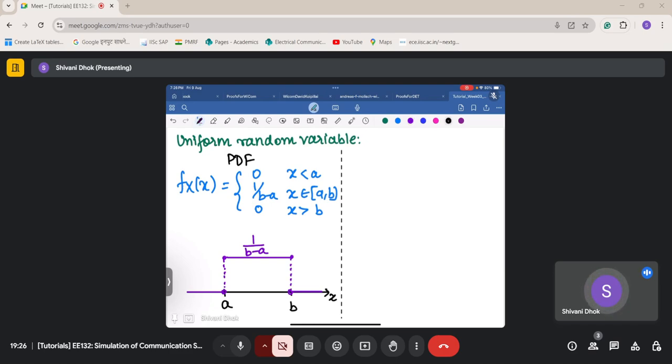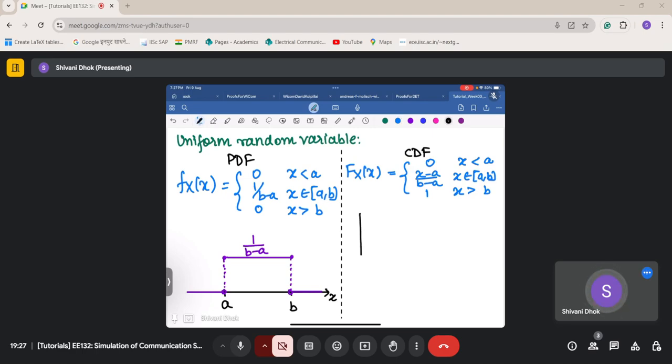Then we have the CDF, capital Fx of x, which is 0 for x less than a. It is equal to x minus a upon b minus a for x belonging to a to b. It is equal to 1 for x greater than b.